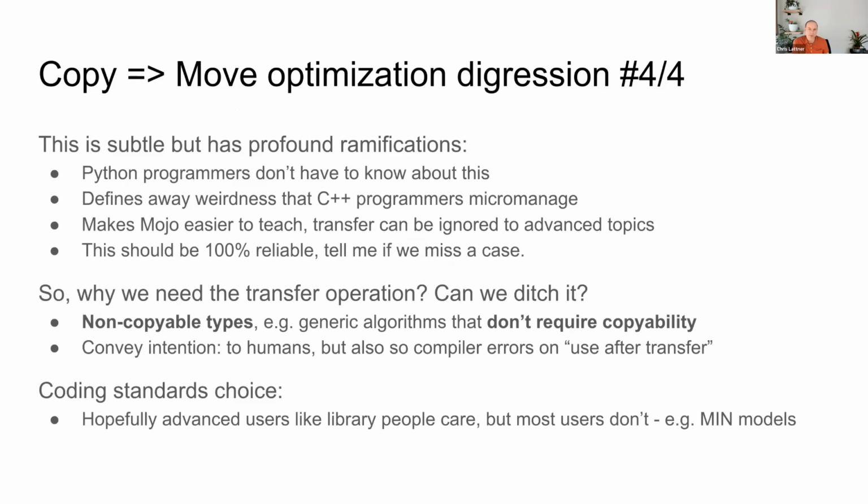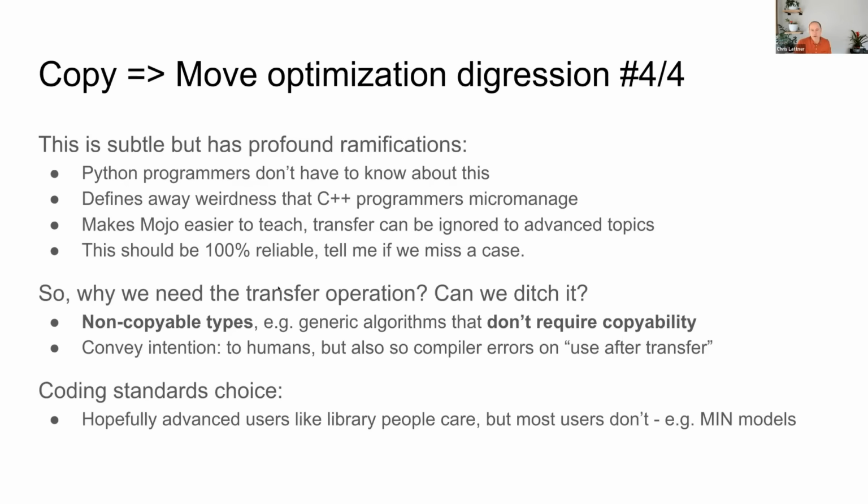Python programmers, for example, don't have to know anything about this because objects are just copyable. You don't have to worry about any of this stuff, and you don't have to write your std::move. Like how many times have I written that damn std::move. This makes Mojo easier to teach because you just completely ignore transfer, because nobody needs to know about it until you get to unmovable types. That I think is a massive benefit. This copy optimization thing should be 100% reliable. Let me know if there's a case that gets missed, but as far as I know, it is correct, it's reliable.